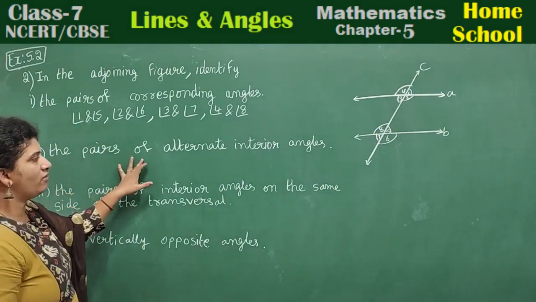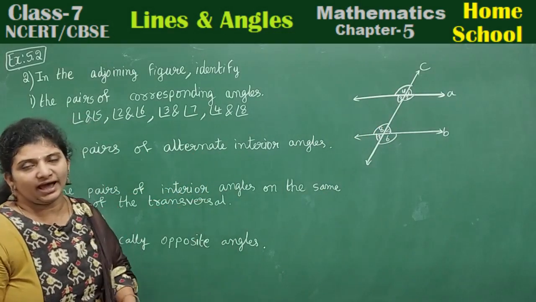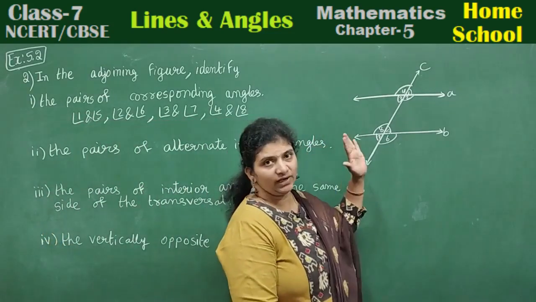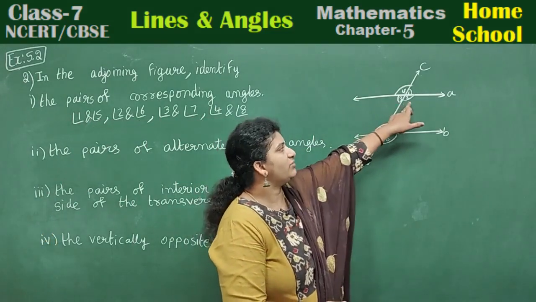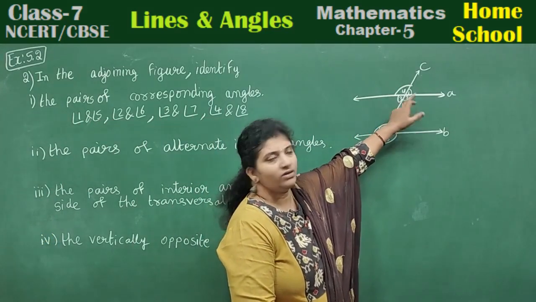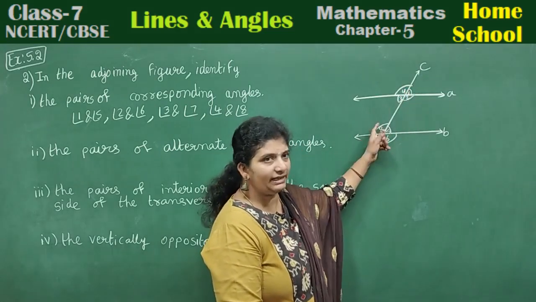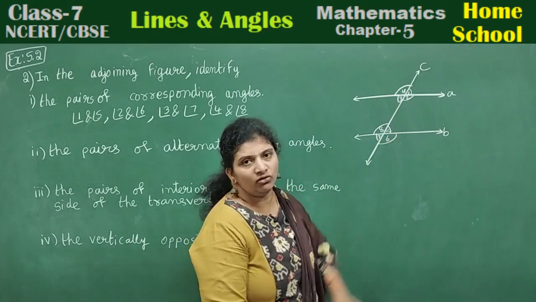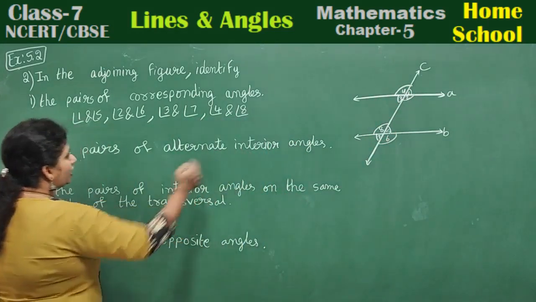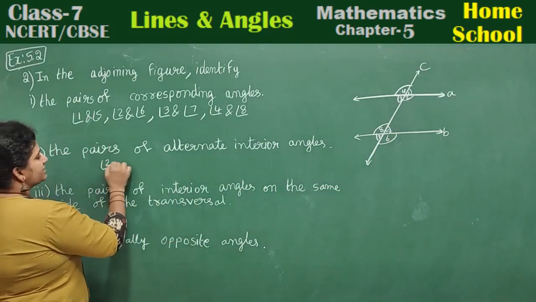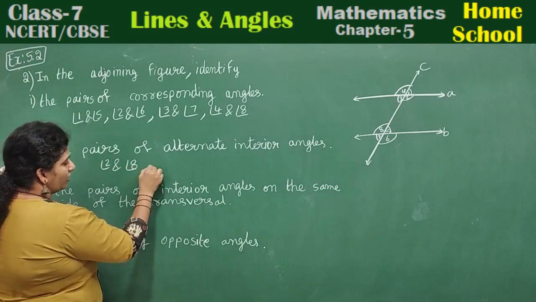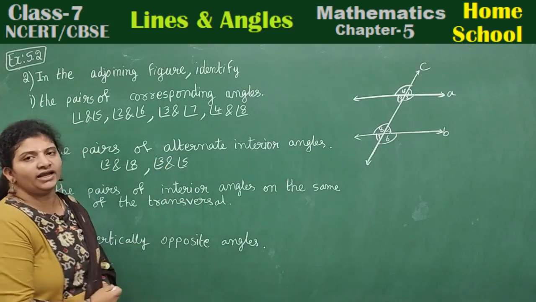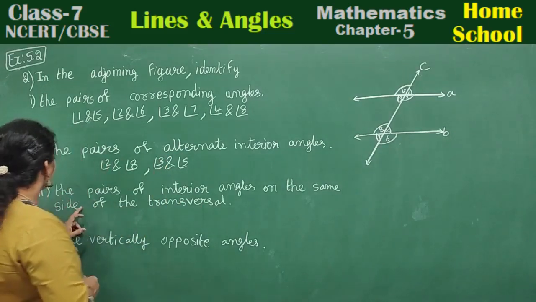The pairs of alternate interior angles. See here carefully, alternate interior angles. Let me take here 2. Angle 2. The transversal opposite side interior angle. That is angle 2 alternate to angle 8 and angle 3 alternate to angle 5. Alternate interior only, children. So let us write it as angle 2 and angle 8 are alternate, and another one angle 3 and angle 5 are alternate interior angles. See the third sub-question.